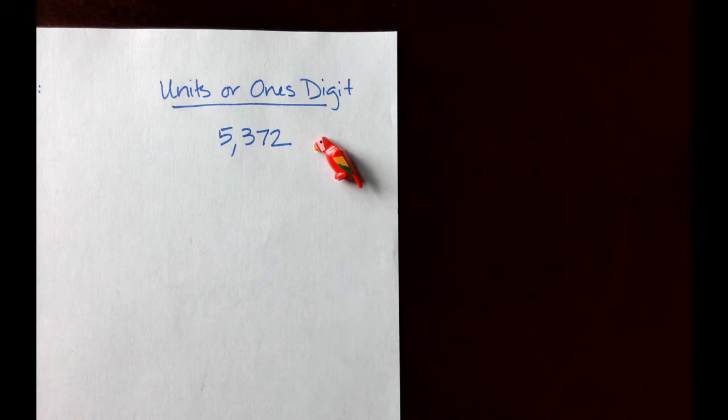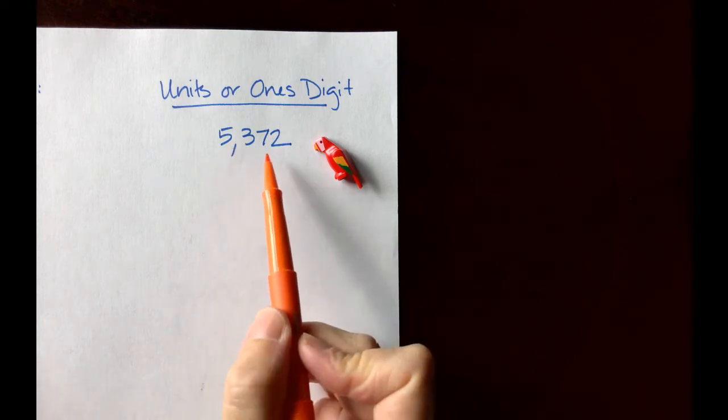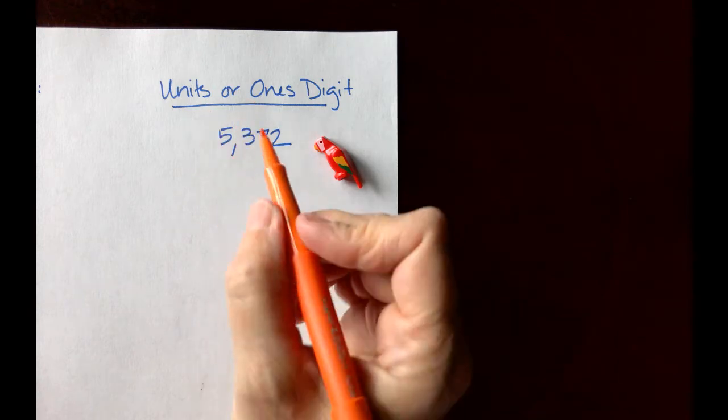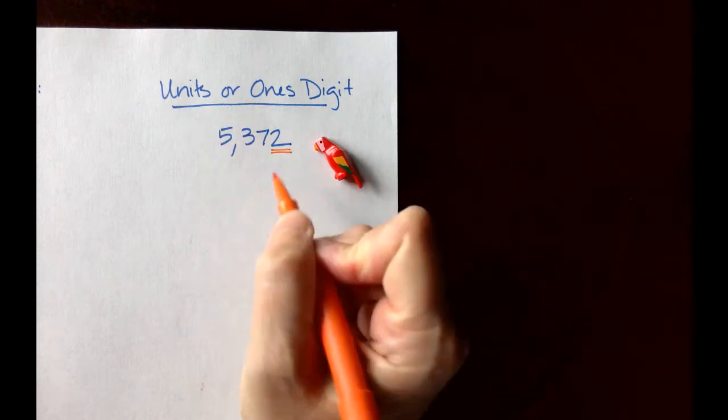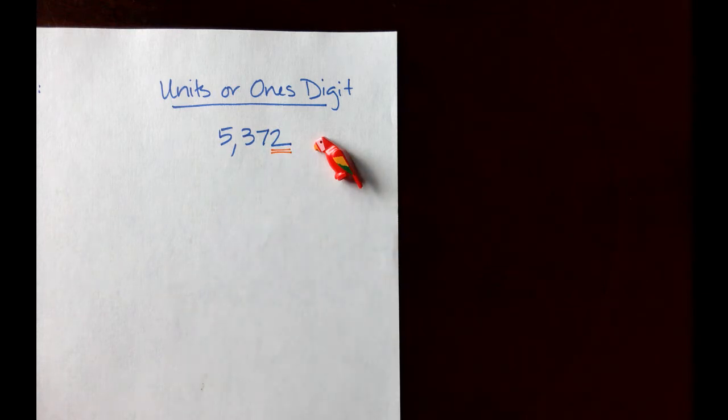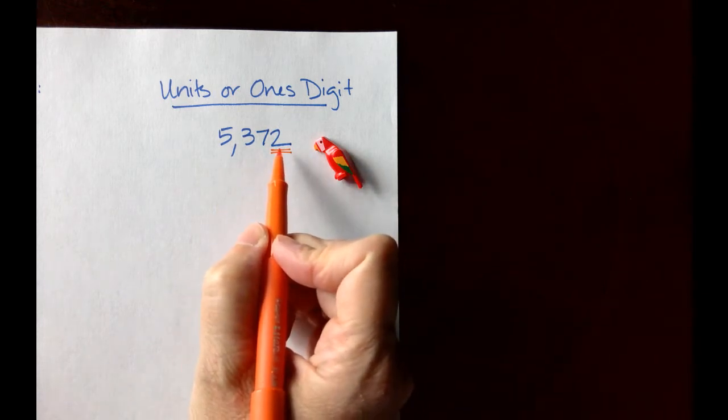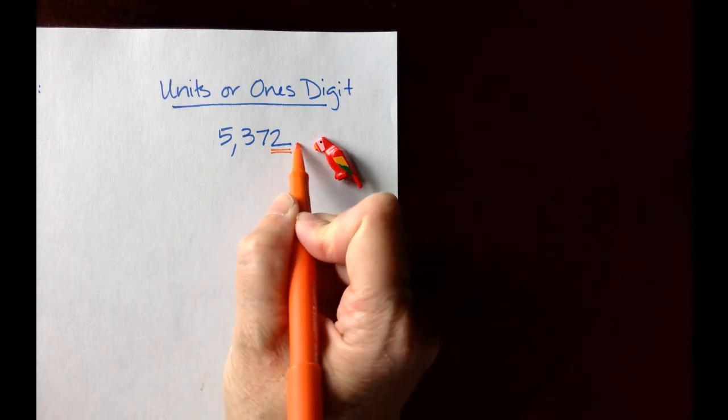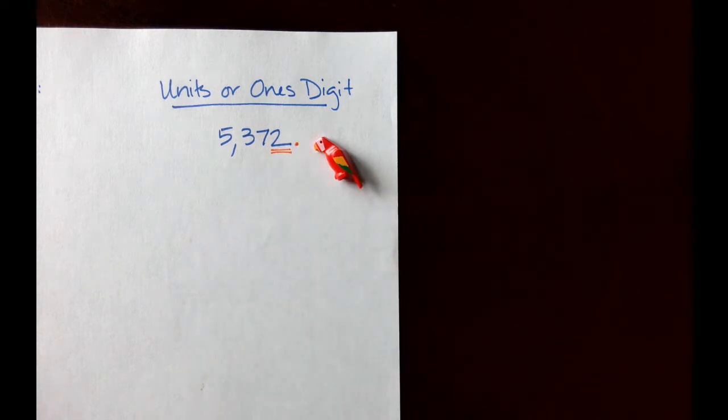Before we get to the next patterning example, here are a couple of reminders. In a number like 5,372, if you wanted to identify the units or ones digit, it is the 2 in this case. It is the digit that is one place to the left of where we understand the decimal point to be in a whole number. We need to know about the units or the ones digit because you're going to be asked about that.